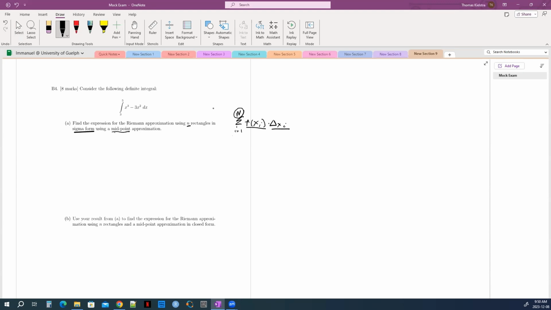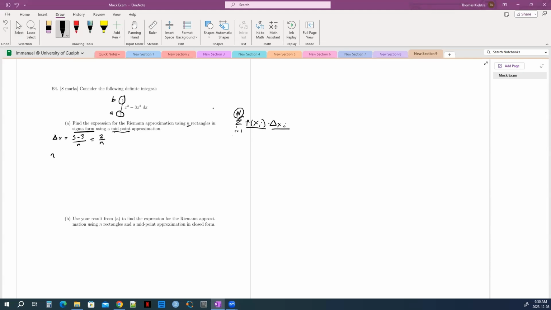So the first idea is, okay, what is my delta x? Well, my delta x equals 5 minus 3 over little n, because my bounds are from 3 to 5. So this is my b value, and this is my a value. So this is going to be 2 over n.